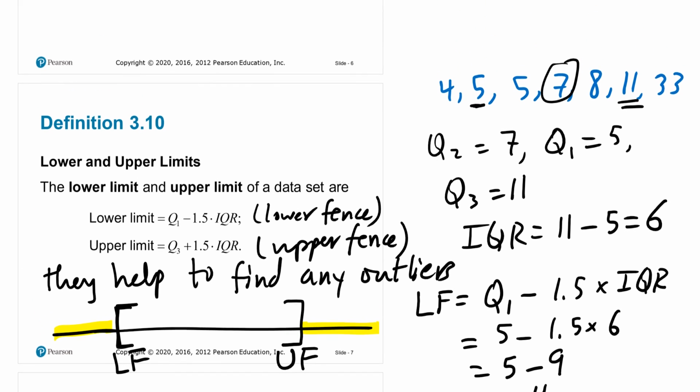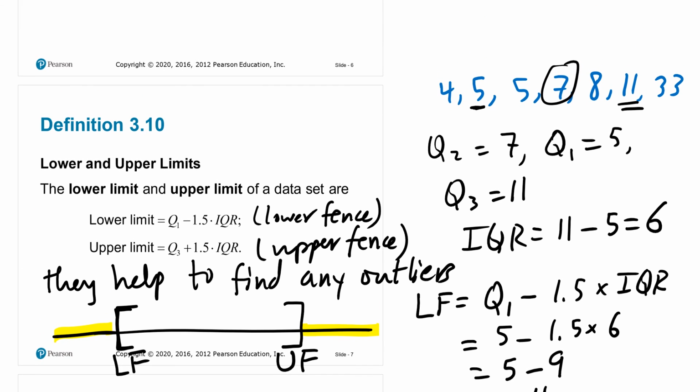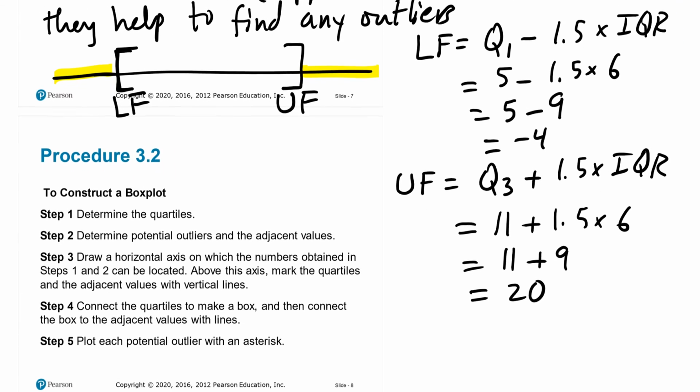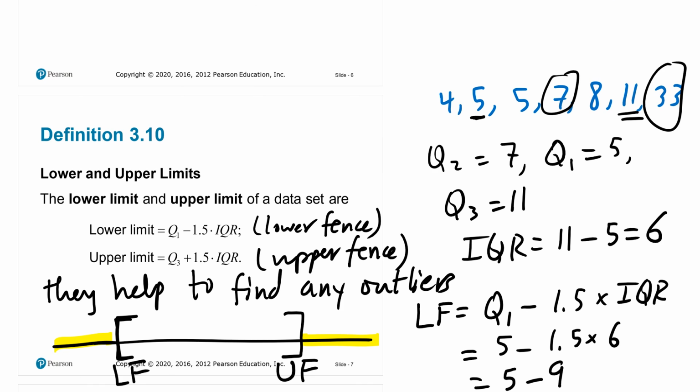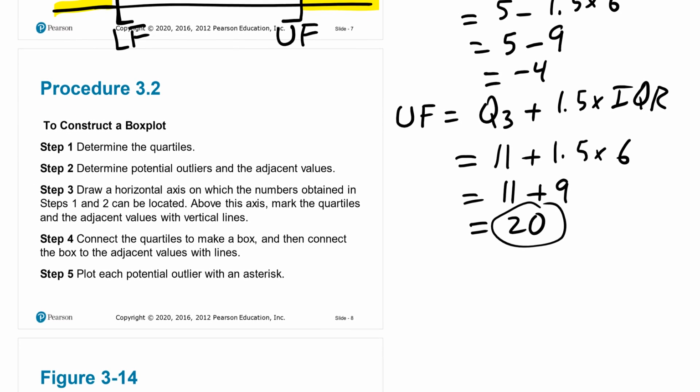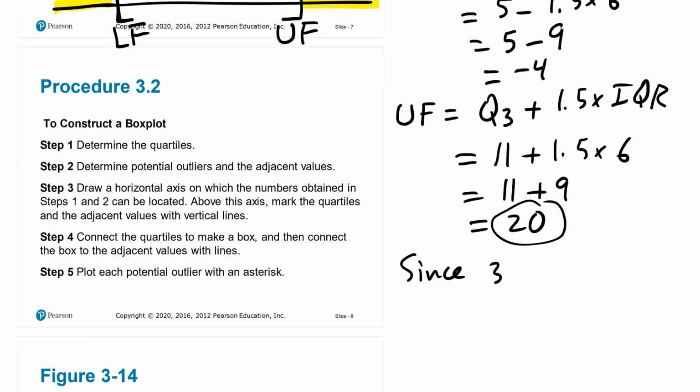So now look at the given data. Is any point below -4? No. Is anything above 20, the upper fence? Yes, 33. Do you see? Since 33 is bigger than 20, we call 33 an outlier.